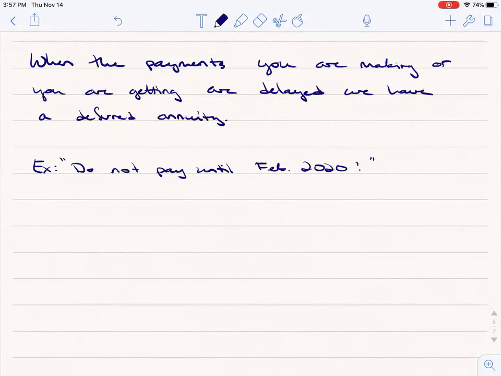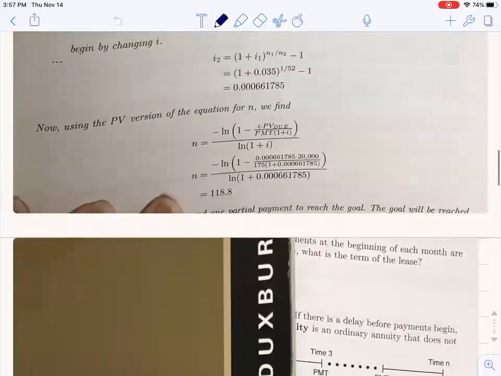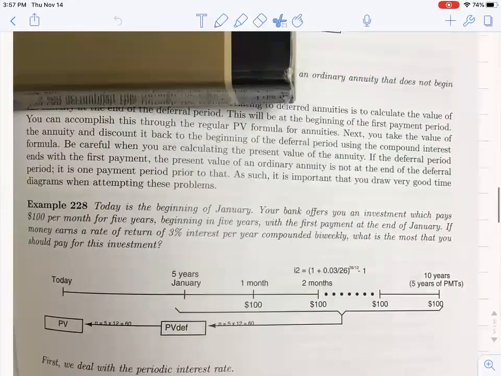So we have all these concepts, so there's no new concept to look at. It's just expanding and combining all the things that we know already, right? So let's have a look at an example and just plug through it. We're going to do example 228.